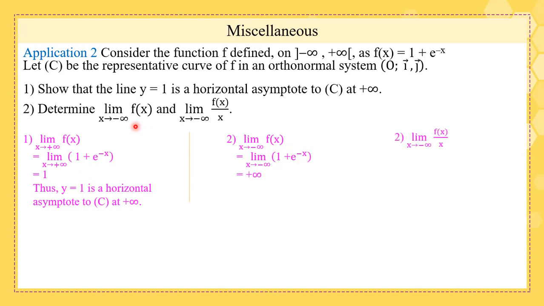And for the second part, the limit of this ratio, this is what we have. We apply L'Hopital's rule because we have infinity over infinity. We get minus e to the power minus x over 1 by L'Hopital's rule, which is minus infinity.